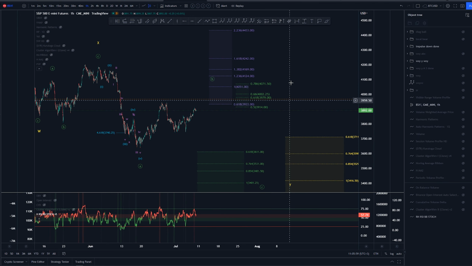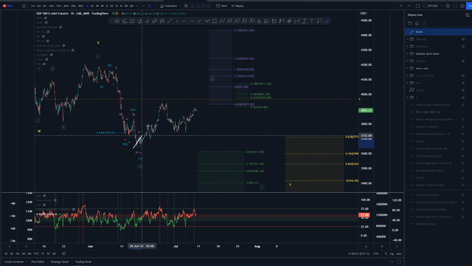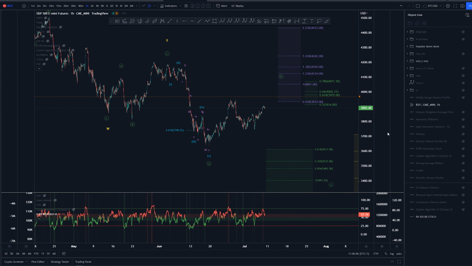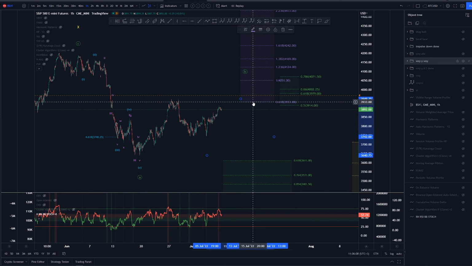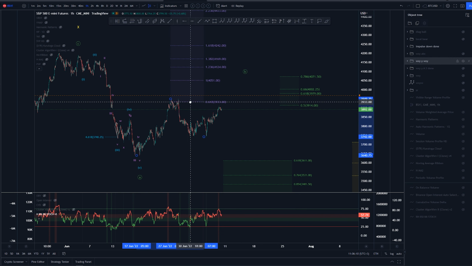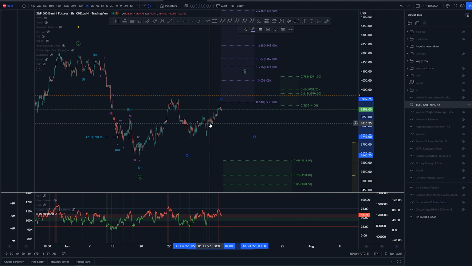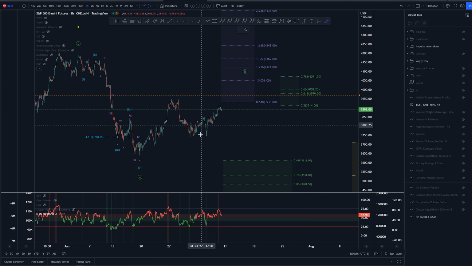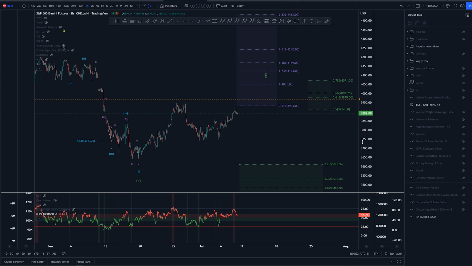Now before that wave Y starts, or sorry, the wave C starts for the wave Y, we need to get this structure done. Overall, what I have here is a possibility of doing something like this. The 0.618 is the minimum extension that we need to see for this structure to go to, as mentioned before. And for this, we have a couple of different ideas as well.